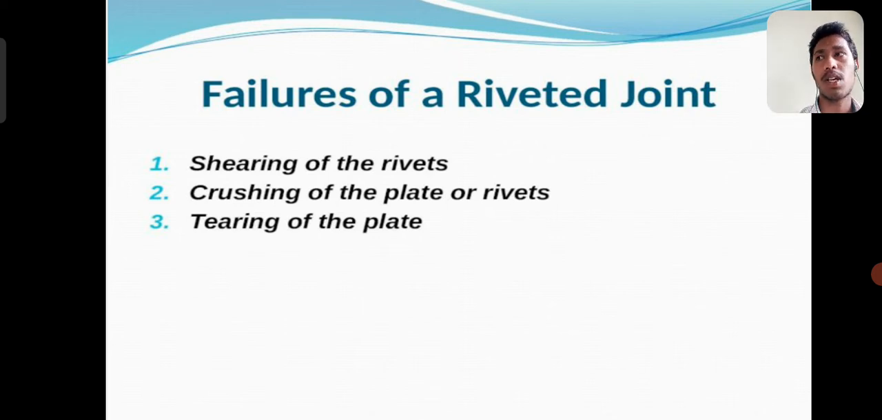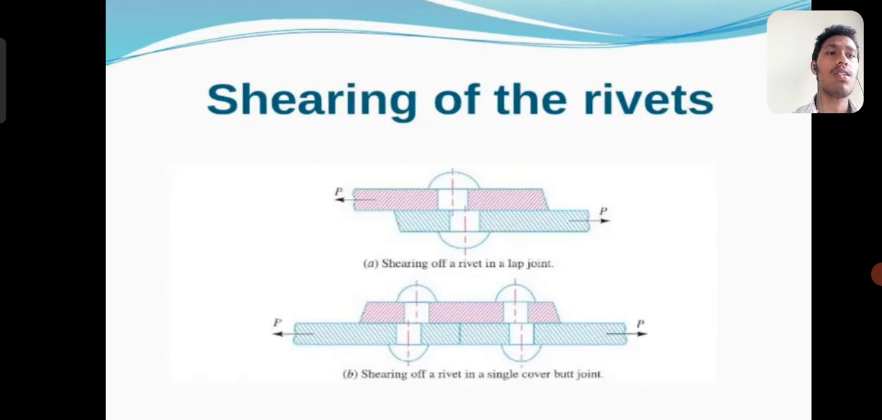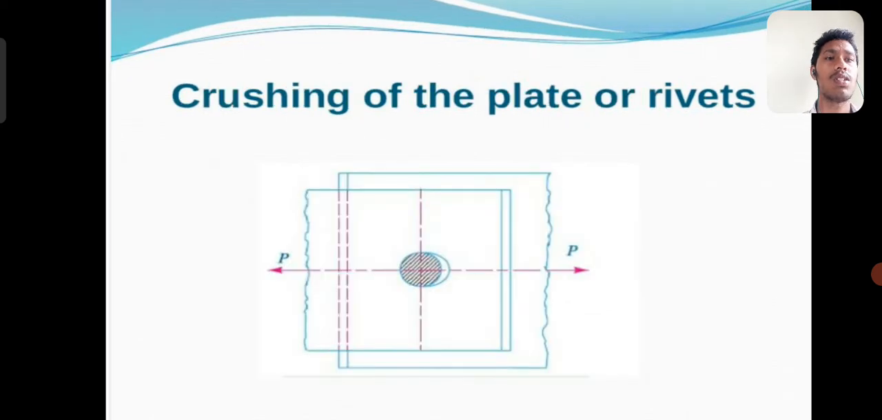in which by producing some tension on the rivet, it may crush or tear based upon its nature. And shearing of a rivet, in which shearing of a rivet in the lap joint and shearing of a rivet in single cover butt joint, where those are known as single riveted lap joint. And crushing of the plate or a rivet, when one crushes over the other, we can find a small displacement as shown in the figure.